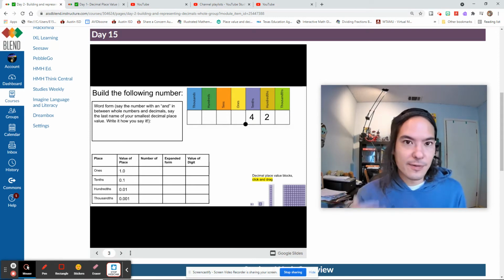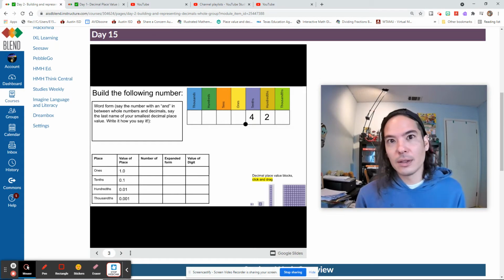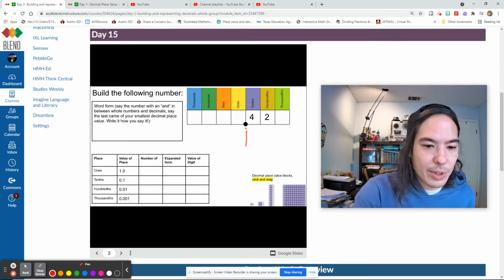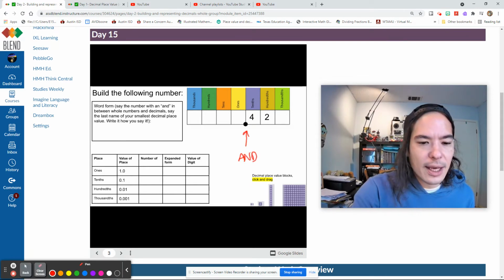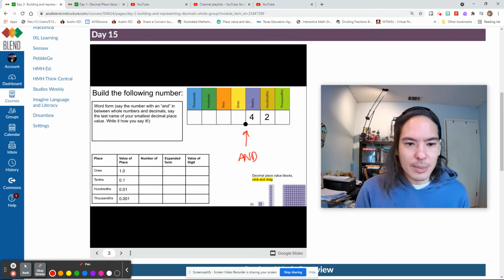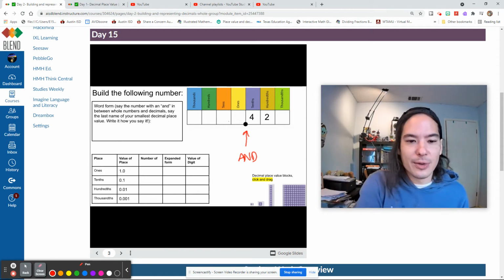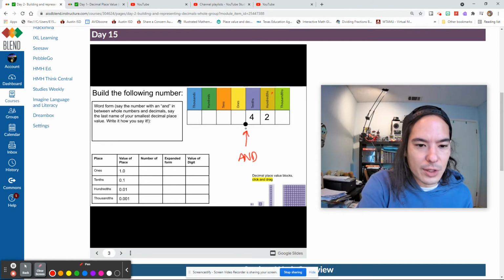But the specific way to say it, and the way that'll get you all the points on all of your assignments and tests, is by saying the decimal point as "and." So please remember, the decimal point is "and." You don't have to say "and" if you don't have any wholes, because you wouldn't say "and 42 hundredths" since there's nothing to add "and" to. You would just say 42 hundredths.